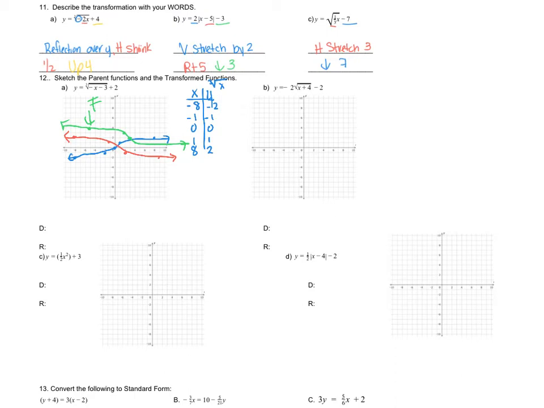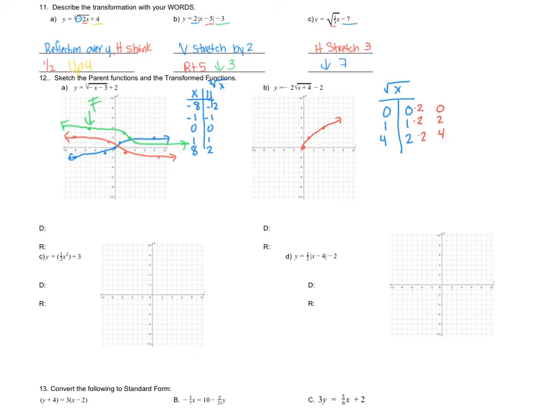All right, for the next guy, my parent is the square root of x. So 0, 1, 4, and 0, 1, 2. We're going to multiply it by a stretch of 2. So times 2, times 2, times 2: 0, 2, 4. So (0, 0), (1, 2), and (4, 4). So this is my parent with the stretch.